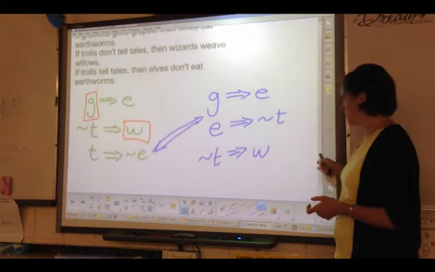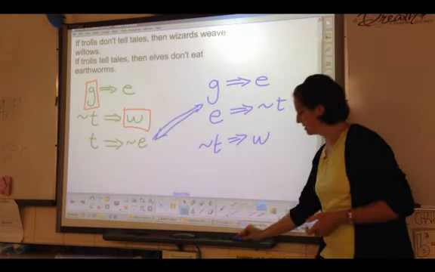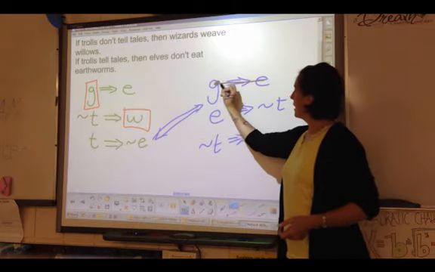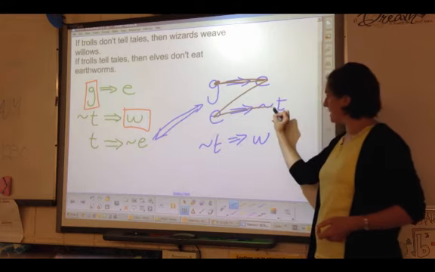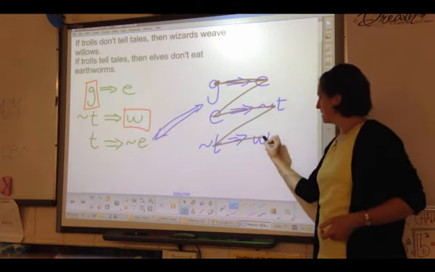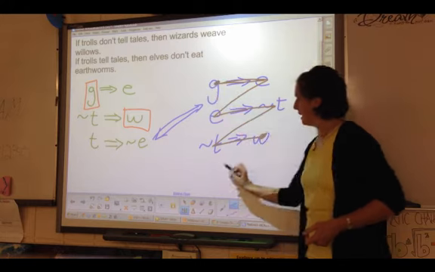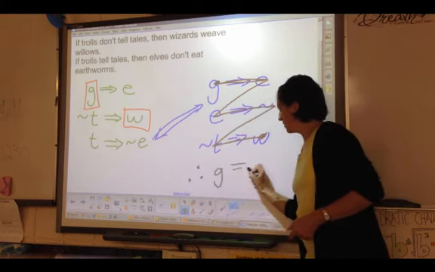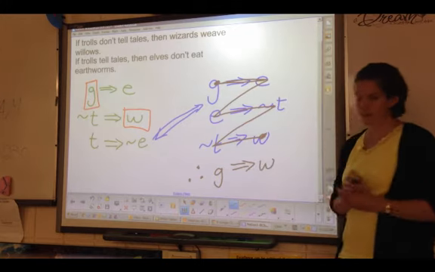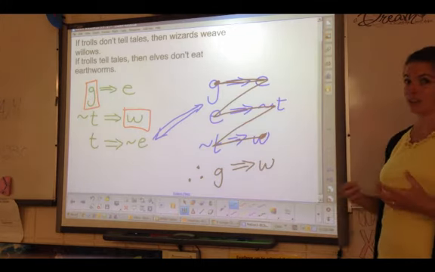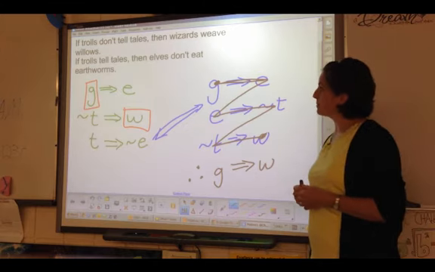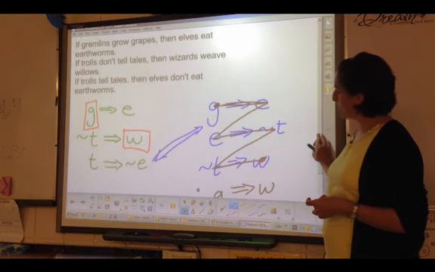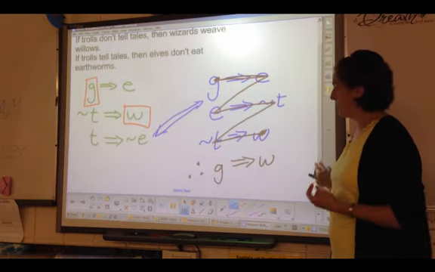So my therefore statement, right? I've got all my connections, right? If I start at G, I go from E to not T to W. So my beginning implies my end. I need a statement though, you can't just use the shorthand. So my statement would be that if gremlins grow grapes, then wizards weave willows.